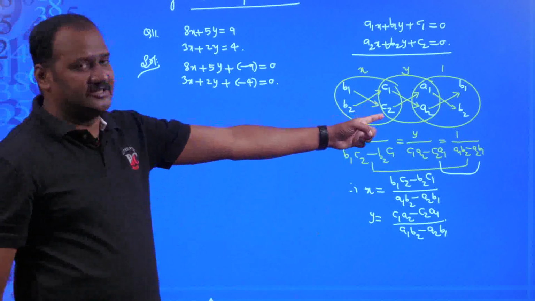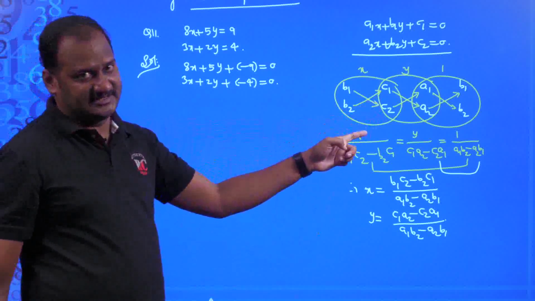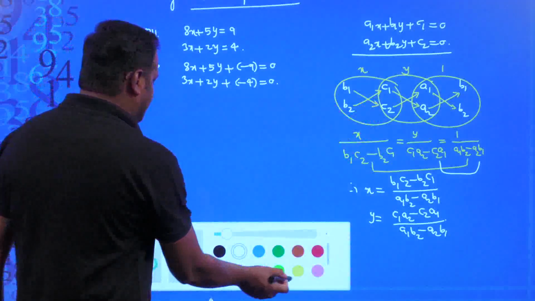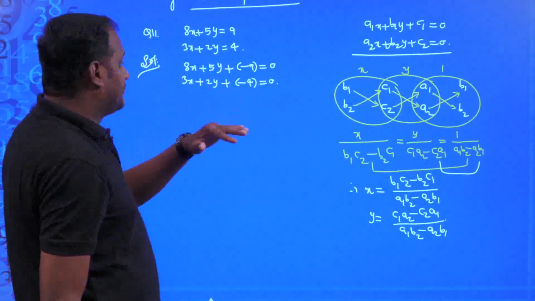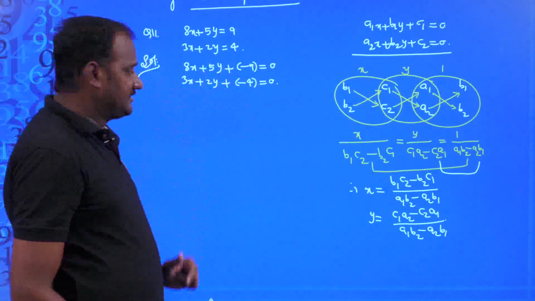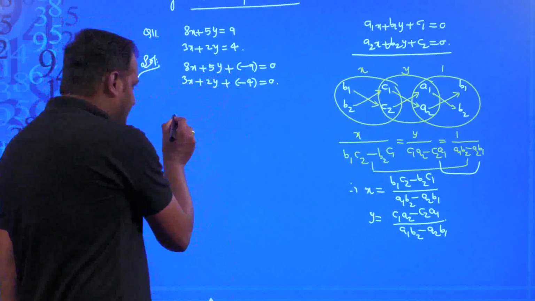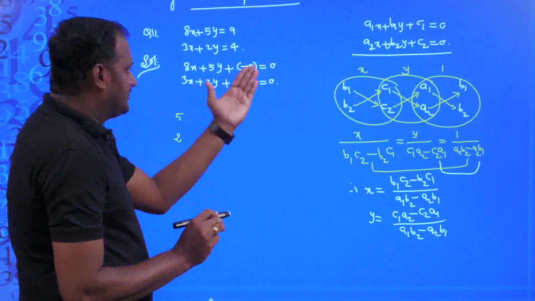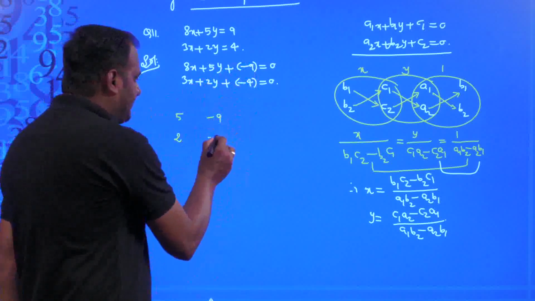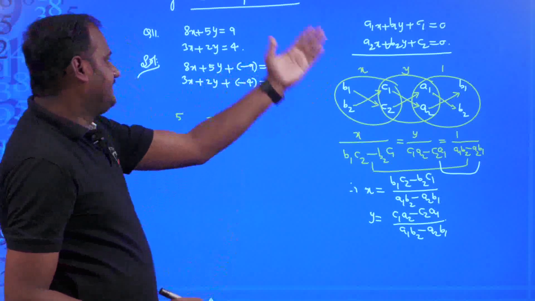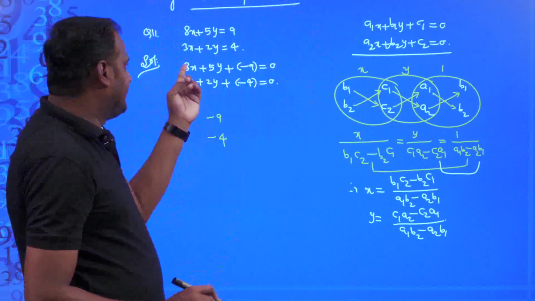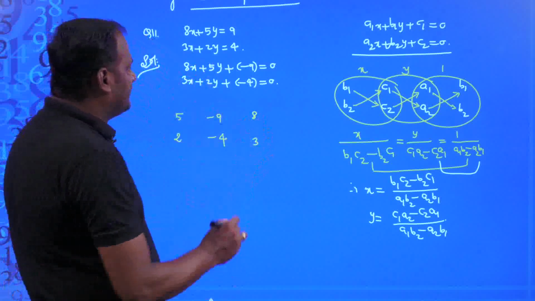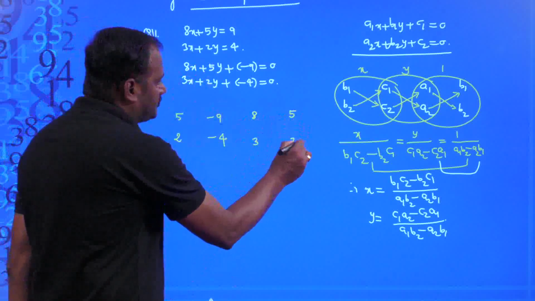So what next? You will have to arrange the coefficients. Let us start with the coefficients of y. Here the coefficients of y are 5y and 2y. The coefficient of y in the first equation is 5 and in the second equation is 2. And then constants. What are the constants here? Minus 9, minus 4. And then come back for the coefficient of x, that is 8 and 3. So 8, 3, and once again you write the coefficients of y, they are 5, 2.